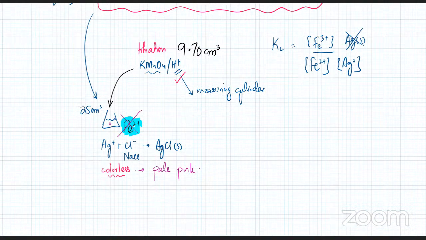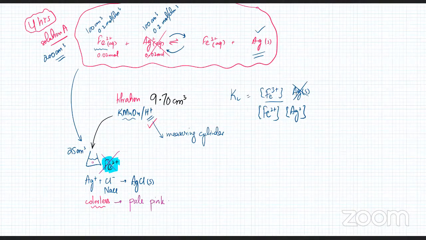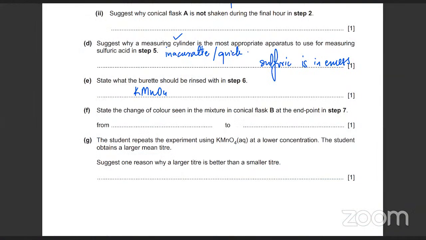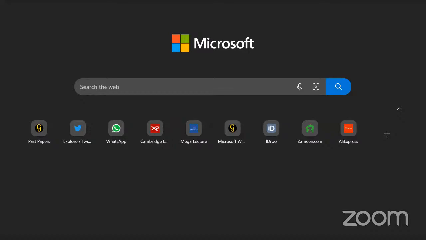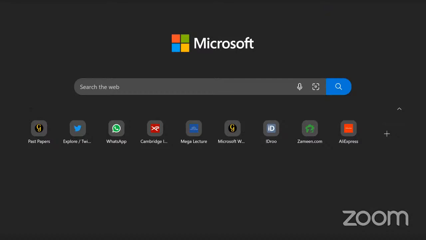Since it's iron 2 plus, you can't write green, because the problem is that it also has Fe3 plus in it, which is kind of yellowish or reddish brown in color. So assuming the concentration is very low, the solution would probably appear... just a second, let me show you the colors. So iron 2 plus aqueous.